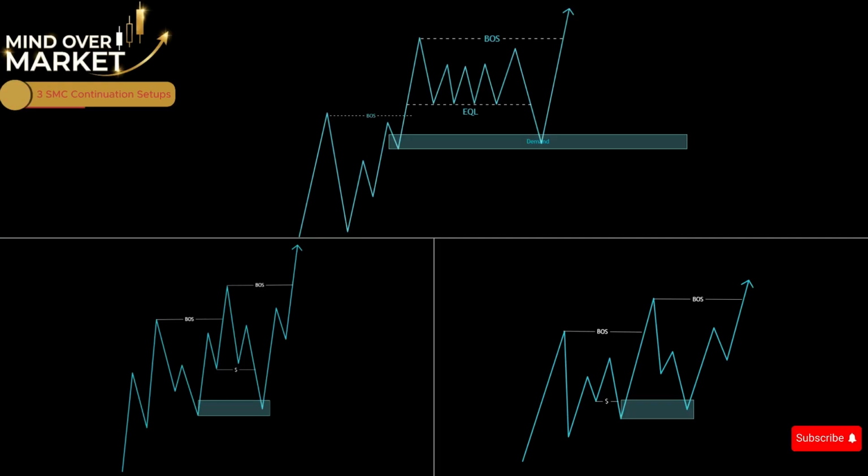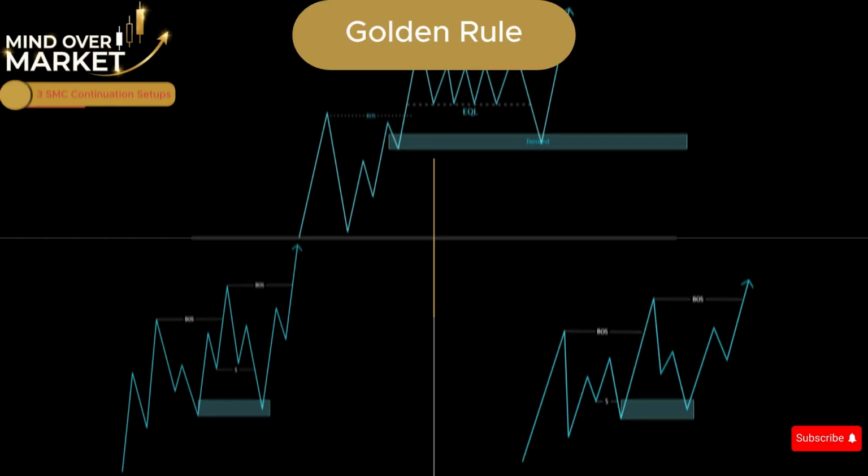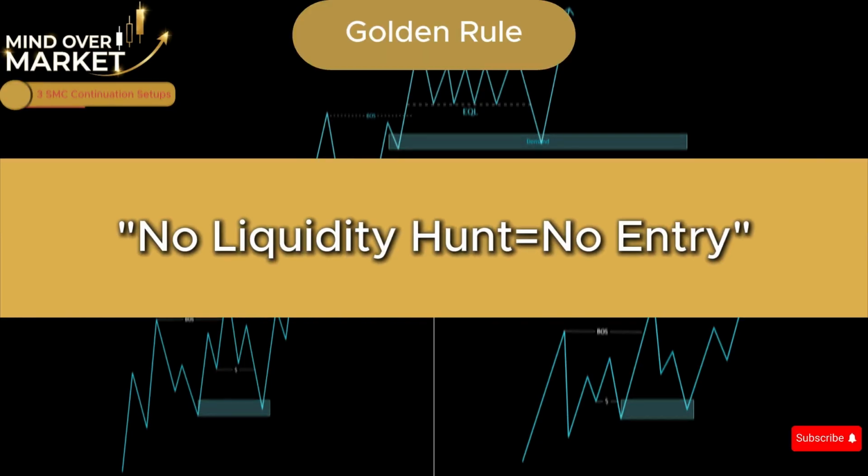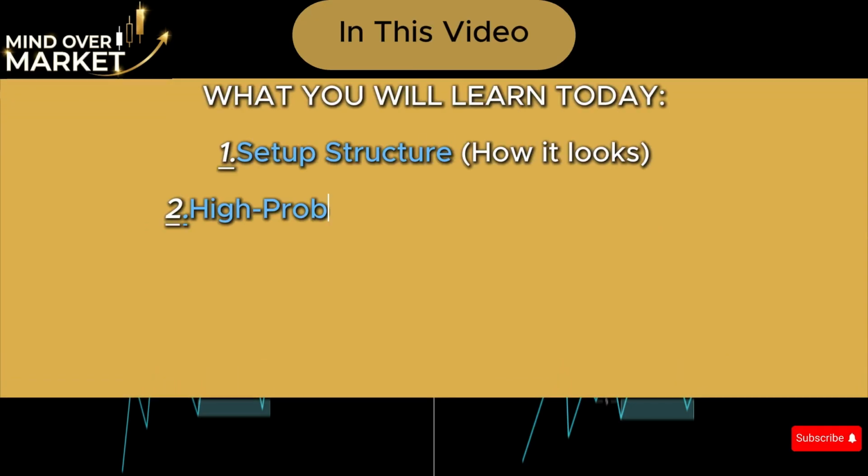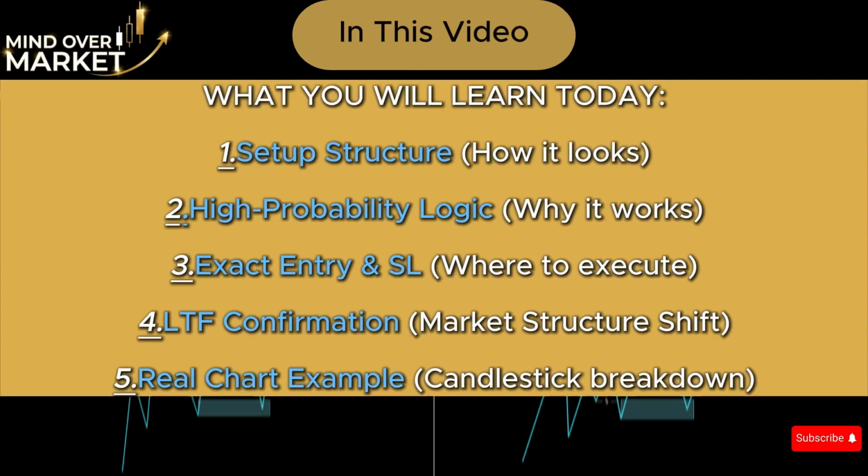But before we move forward, remember the one universal golden rule for all 3 setups: no liquidity hunt, no entry. As long as the market doesn't hunt buyers' liquidity, the continuation remains weak. But once liquidity is swept, the continuation move becomes super fast and highly probable. For your absolute clarity, we will decode each setup using a structured 5-step framework, ensuring zero confusion and complete precision.